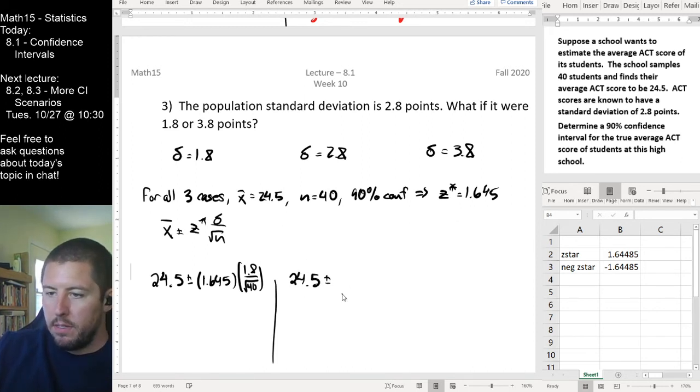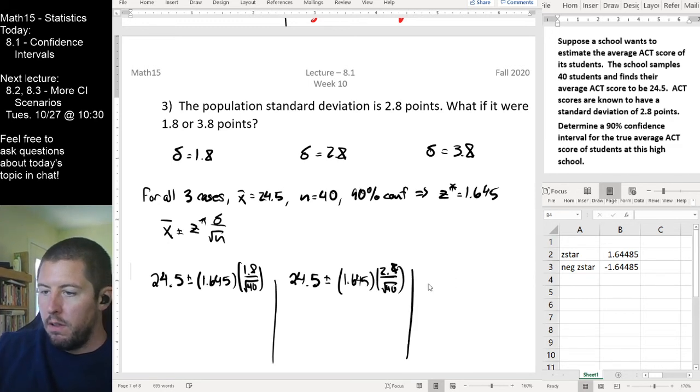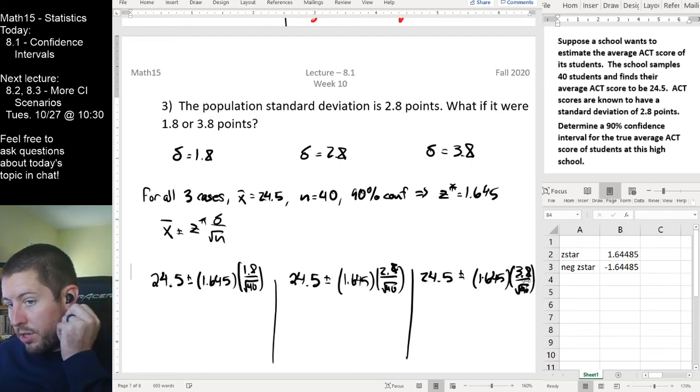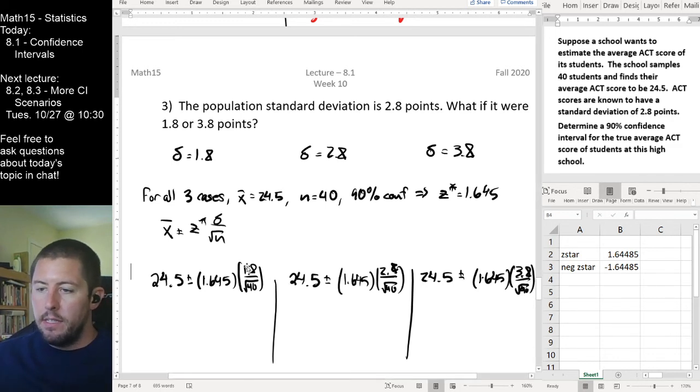24.5 plus or minus 1.645 times 2.8 over root 40, and 24.5 plus or minus 1.645 times 3.8 over root 40. All right? And again, what you should be able to see here before I even do any multiplication is that since this term that's changing, sigma, is in the numerator of the margin of error, as sigma gets bigger, the margin of error gets bigger.